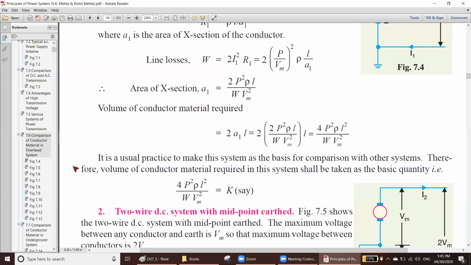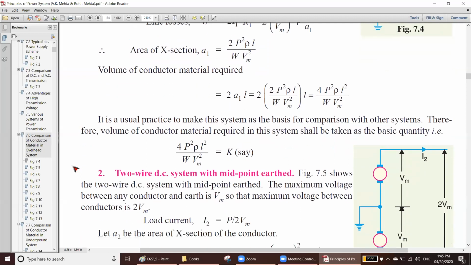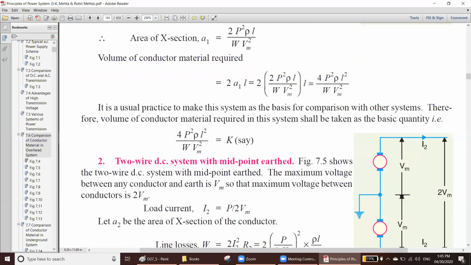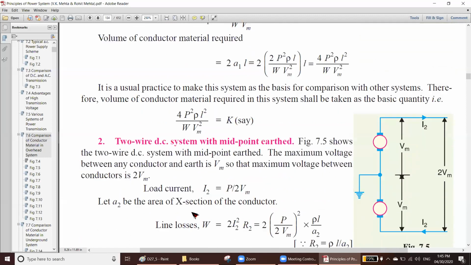Now we already discussed these, the two-wire DC system with me to discuss about this as well. Who is that guy? Mute himself.